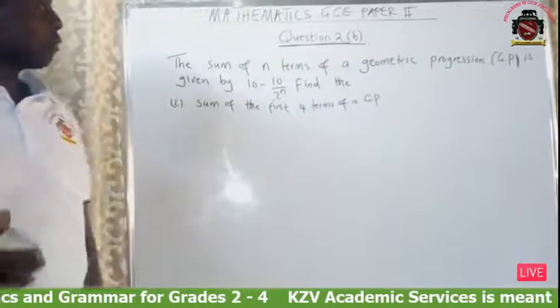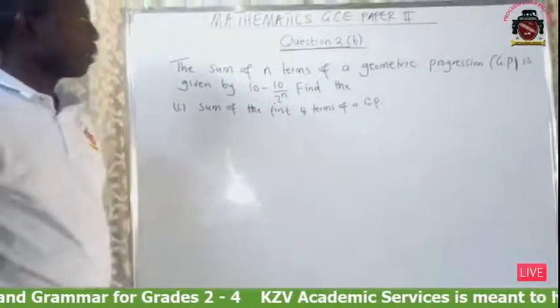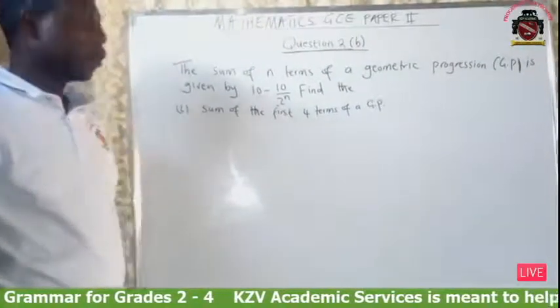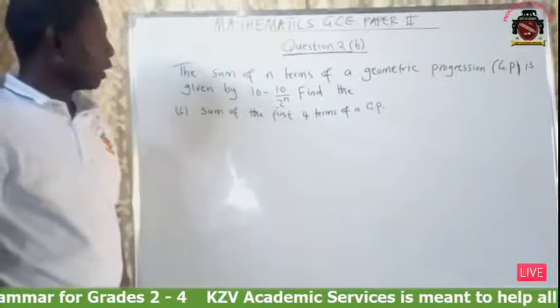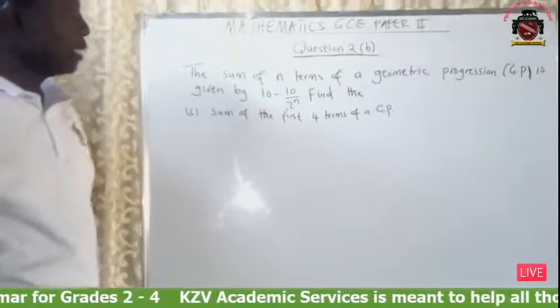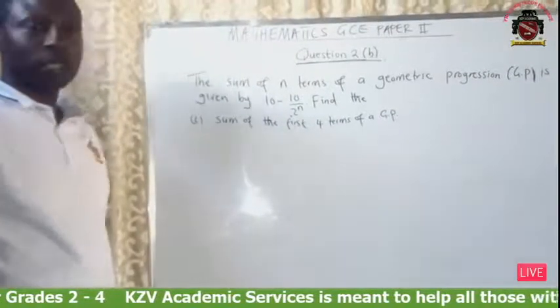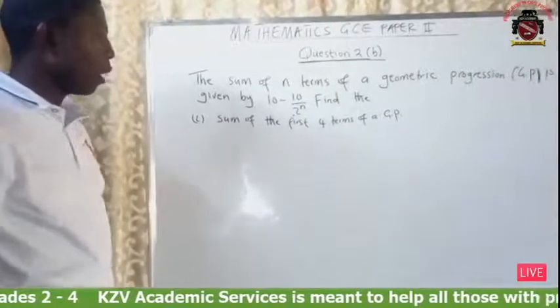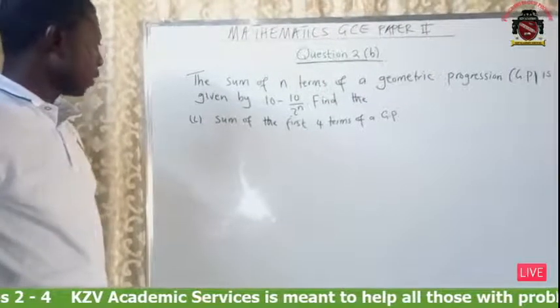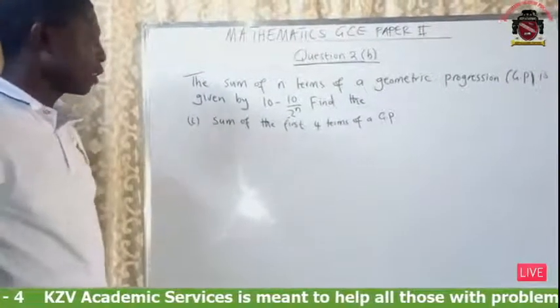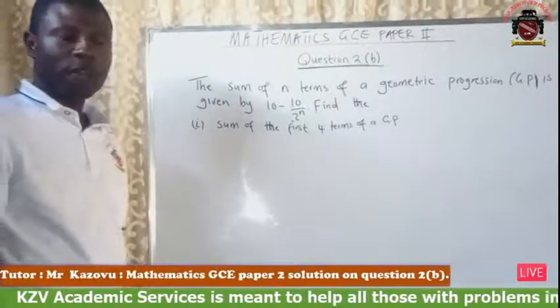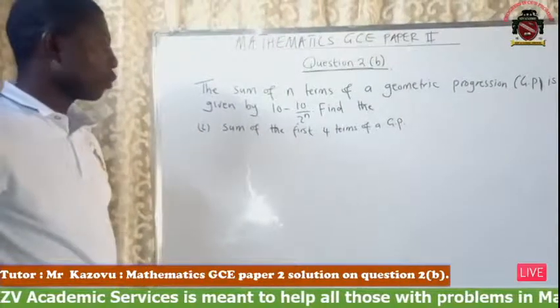Now, I've been asked by my students to solve a mathematics GCE paper 2, question 2b. The question reads: the sum of n terms of a geometrical progression, GP, is given by 10 minus 10 over 2 to the power n. The first question is, find the sum of the first 4 terms of the GP.